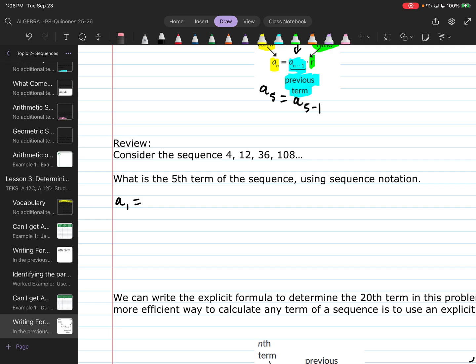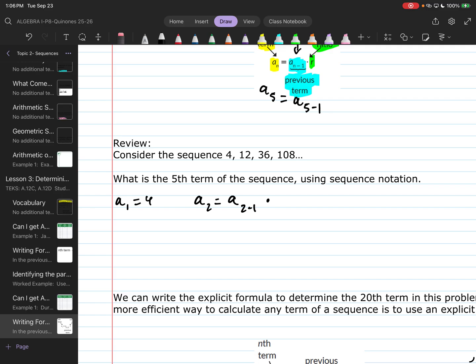We're just looking for the first term in the sequence. What is it? 4. Good. I know where you're going. So let's get there. a sub 2, the next term in the sequence, is equal to what? Let's write the formula. a sub what? 2 minus 1 times r, the common ratio.